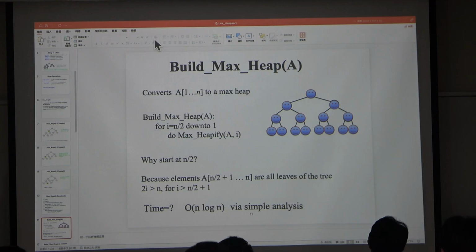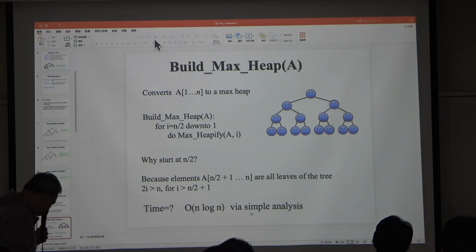Is it correct? How many of you think it's correct? Because it's big O, I would say it's correct, but it's not a very tight bound. Why?